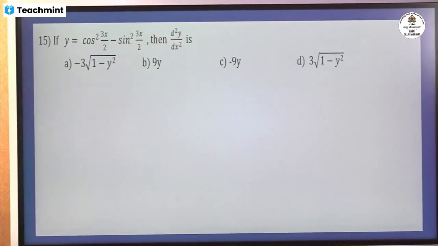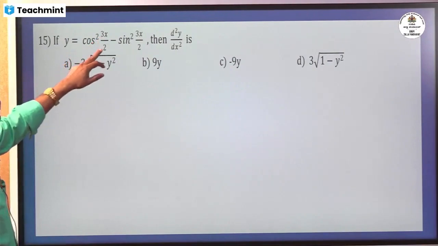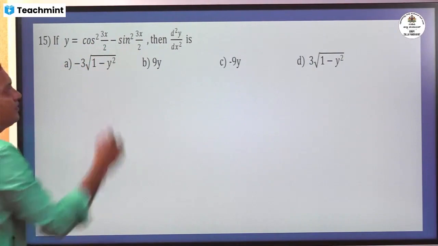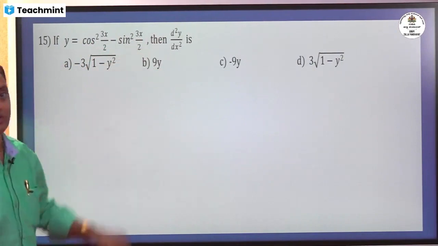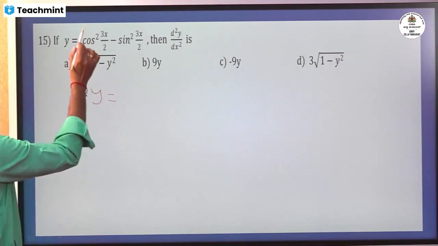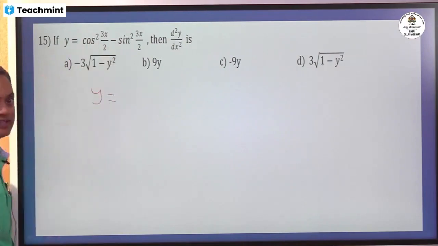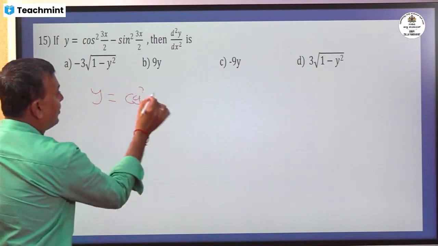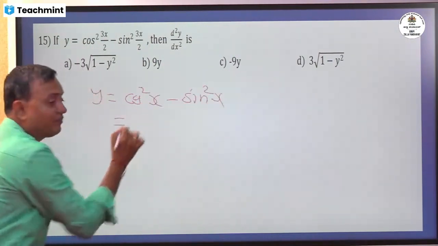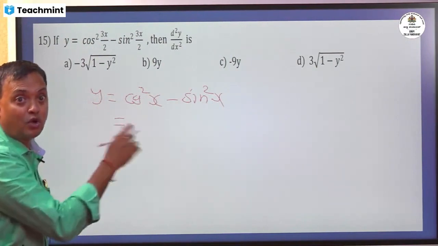Next question. If y equal to cos square of 3x by 2 minus sin square of 3x by 2. So here you don't go for direct differentiation, we want second derivative. Look, what formula is this? y equal to cos square x minus sin square x formula. So what is this first formula? What is cos square x minus sin square x? This is first formula of cos, not 1, not minus 1.